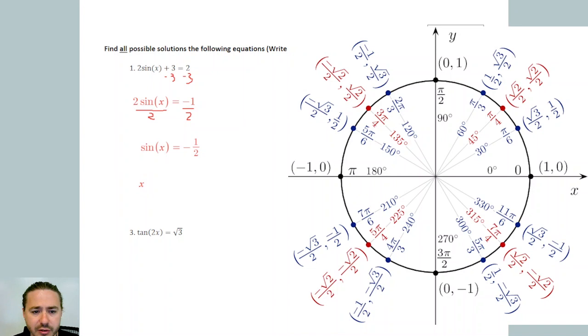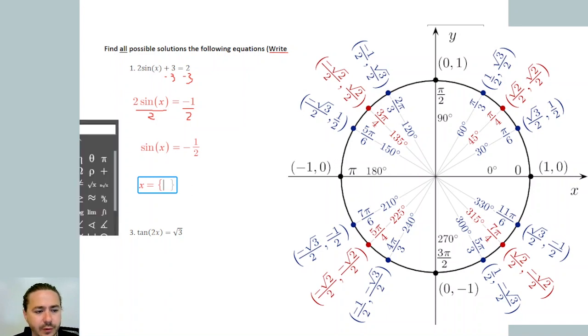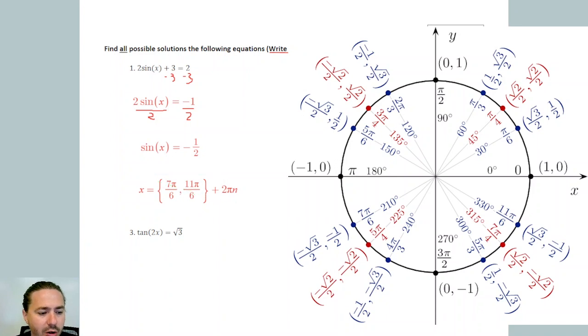And since I'm writing the general solution, this means I need to include every single value that will satisfy this equation. And so this is going to be how I write that. I'm going to start with 7 pi over 6 and 11 pi over 6. But I will find more solutions if I add 2 pi or subtract 2 pi or any multiple of 2 pi to or from these values. Essentially what you're going to be listing are all the angles that are also coterminal to these two. So the most efficient way to write that is to write each angle plus 2 pi n, with the assumption being that n could be any integer.